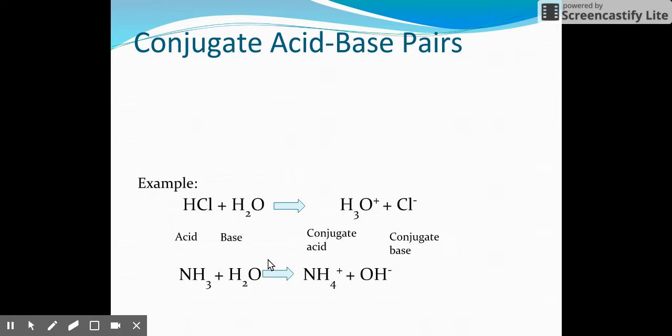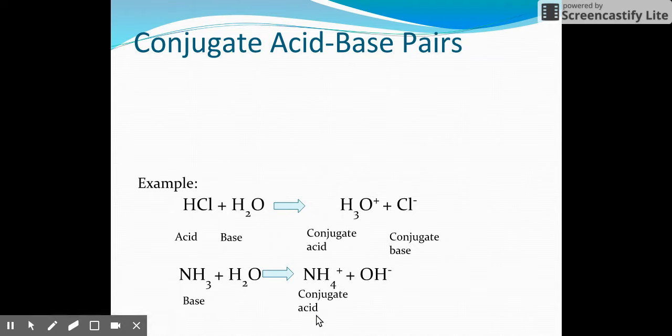NH3, you might know this one, but try to forget if you know it, and we're going to figure it out from the equation. What does NH3 do? Well, if you look between the left side and the right side of the equation, it gains a hydrogen ion. According to our definition by Bronsted-Lowry, that means that it is a base. The thing that it becomes on the other side is the conjugate acid.